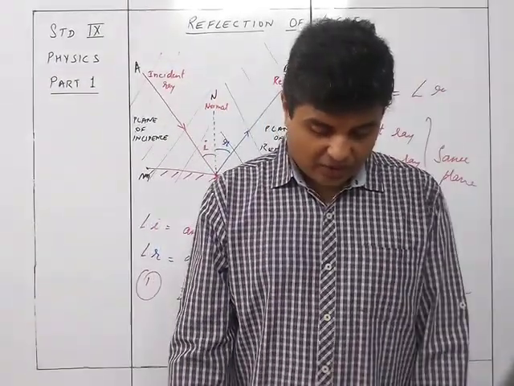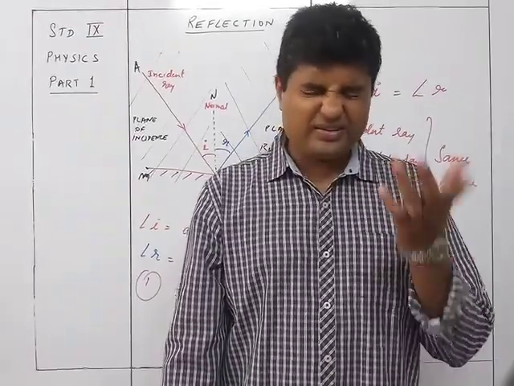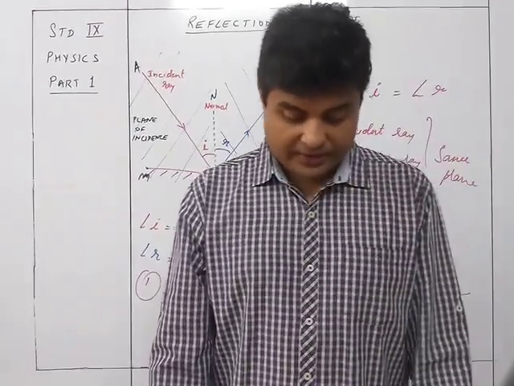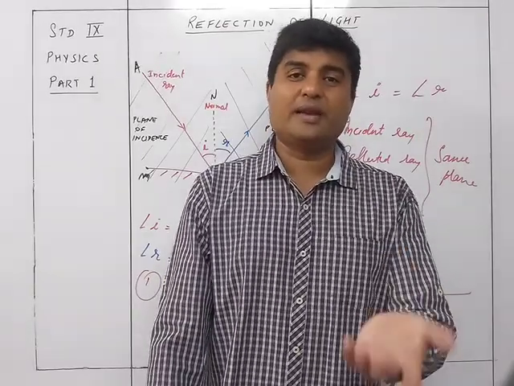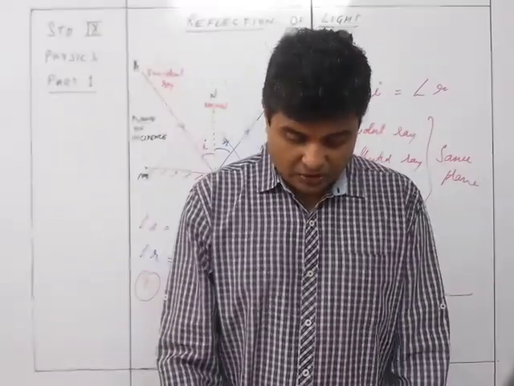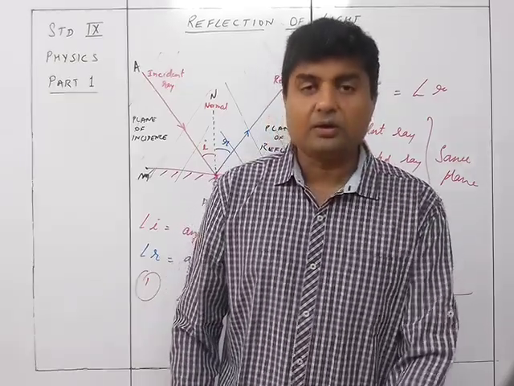So that is about the angle of reflection being equal to angle of incidence. Sorry, angle of incidence is equal to angle of reflection, and that's why the light normal to the surface will always travel back in the same direction. Now we will see the experimental verification of the law of reflection, but in the next video.